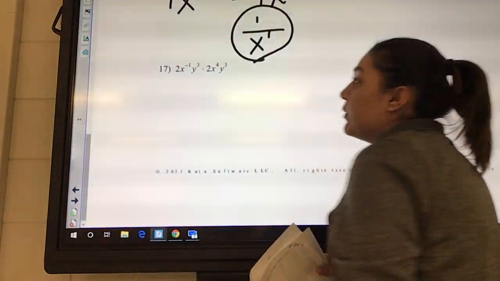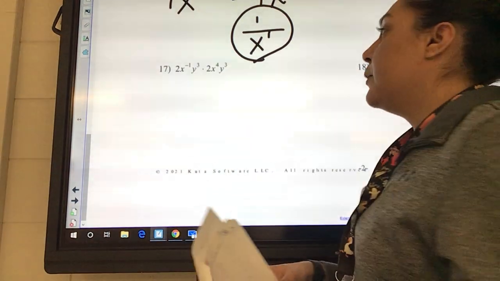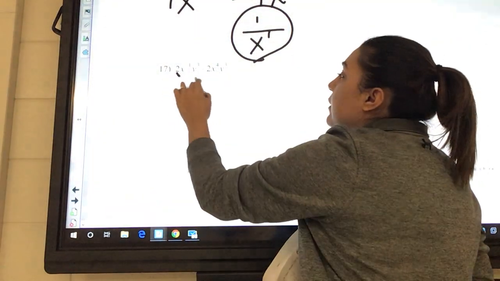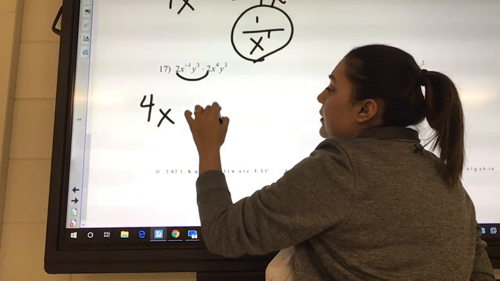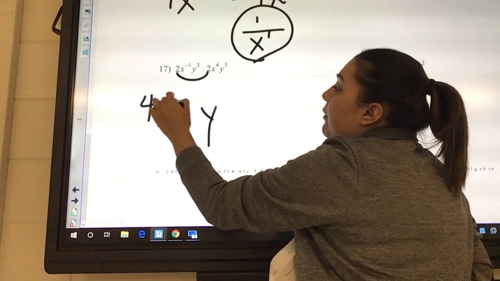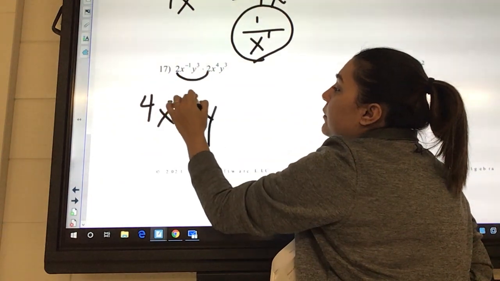Okay, 17, same thing. We have a dot, so that means multiplication. We're going to multiply the bigs. 2 times 2 is 4, and we start adding all the littles. Well, I got x's and y's for sure. So I'm going to have negative 1 plus 4.